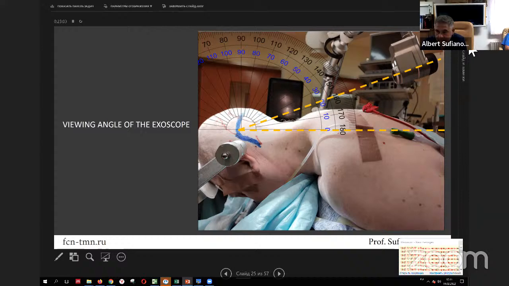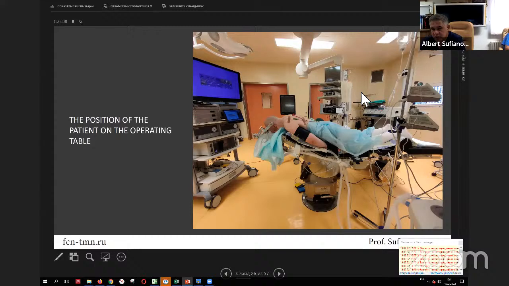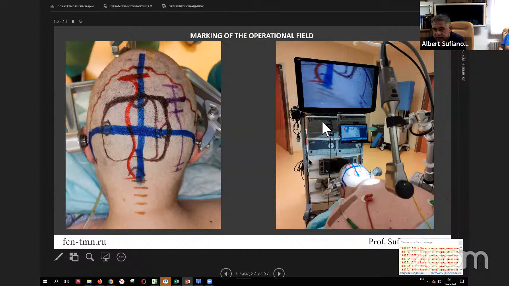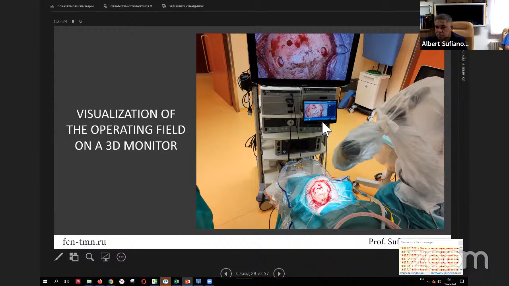This is the position of the patient before the operation. Some landmarks on the skin just to make the skin incision. And you see how easy it is and how beautiful the visualization is on the 4K monitor from the exoscope. It's a very wide angle and a very beautiful quality of the picture.